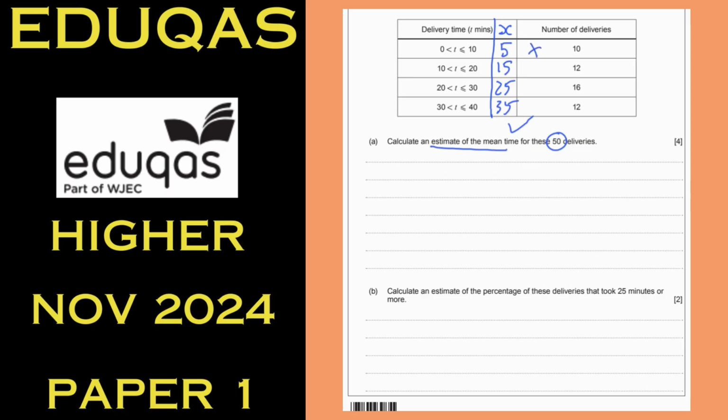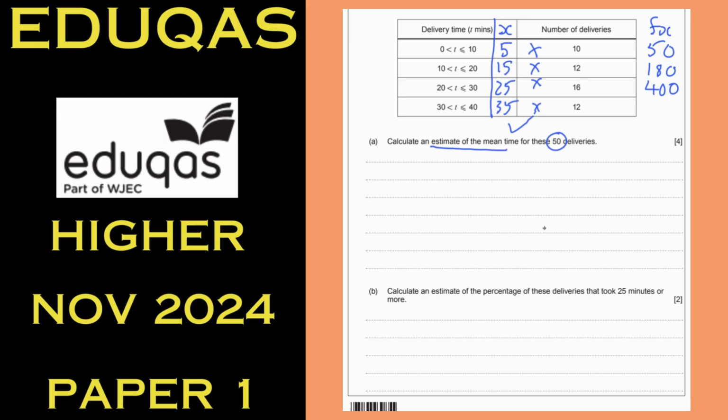You then need to multiply the midpoint by the frequency again. Some teachers will call it fx or f times x. Some will get you to do it down here. Again, I don't care, as long as you've got the numbers. 5 times 10 is 50 on the page. 15 times 12, you might need to do some short multiplication or any multiplication you want, but I'll leave it up to you. Hopefully you get 180.